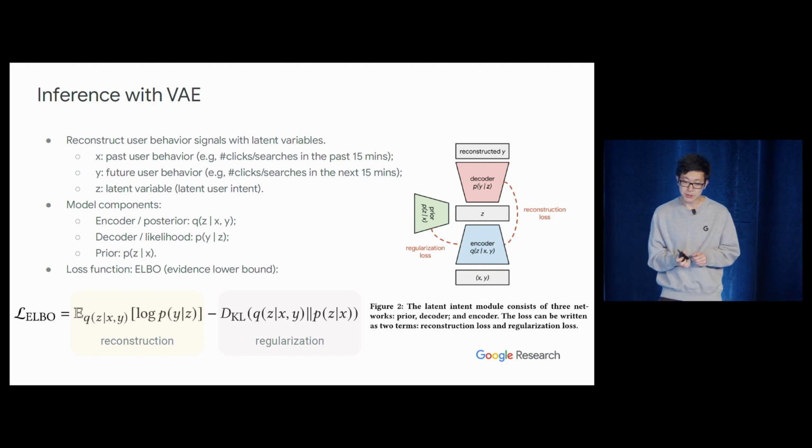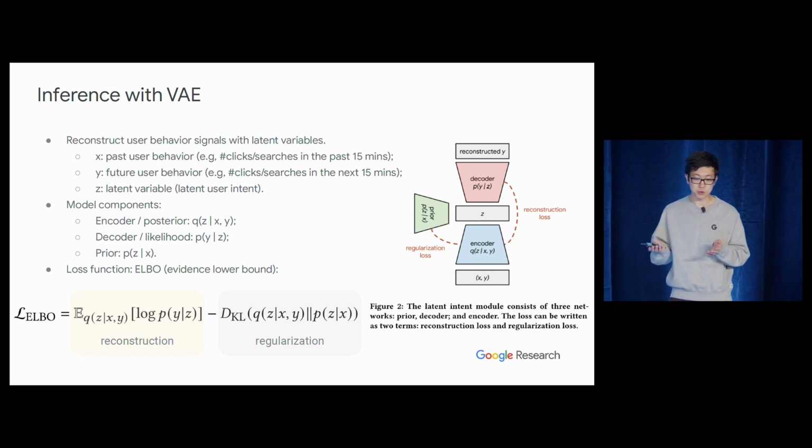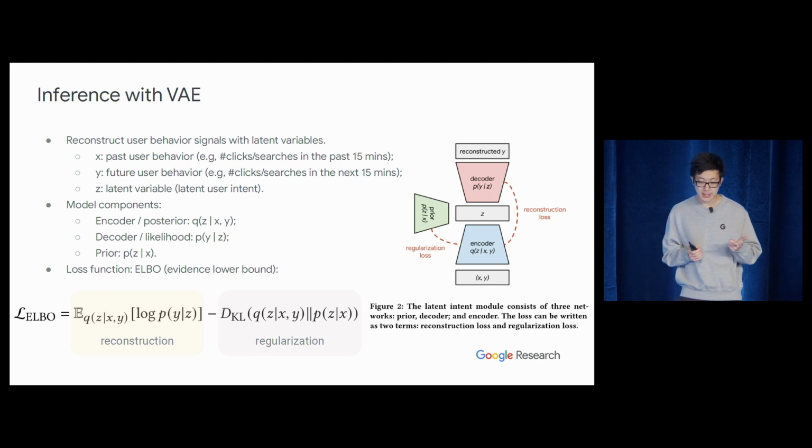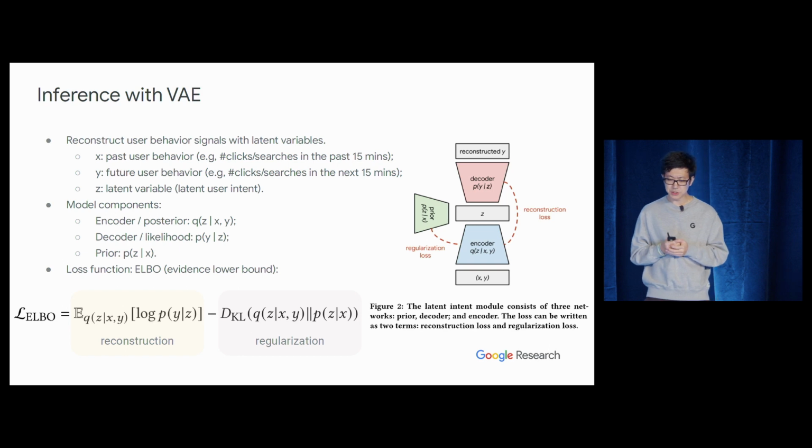And then we use Y to denote future user behavior. That could be the same thing, number of clicks, number of searches in the next 15 minutes. And then we use Z to represent the latent variable. And then the model components, there are 3 model components: an encoder, a decoder, and a prior network. So the loss function has 2 components.